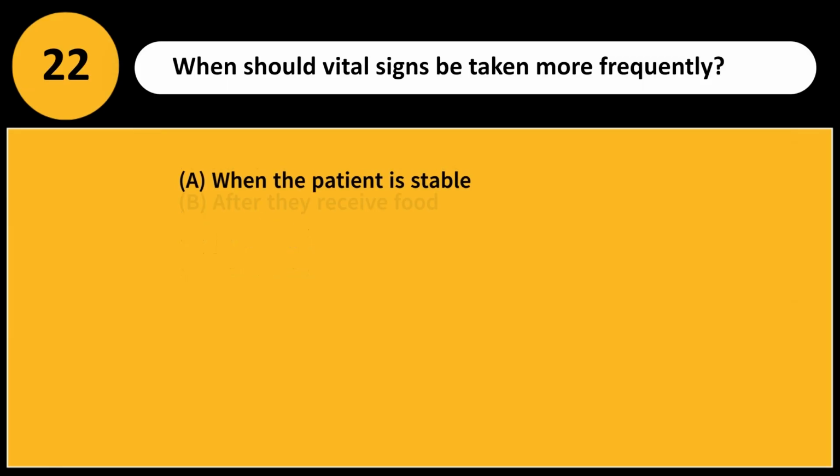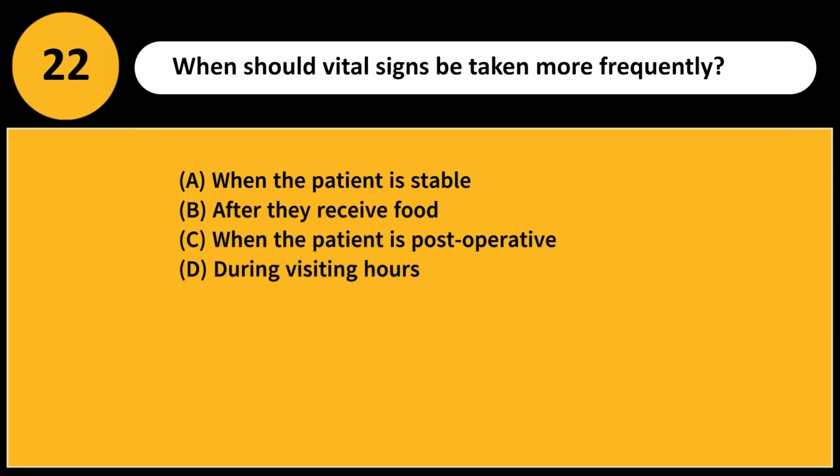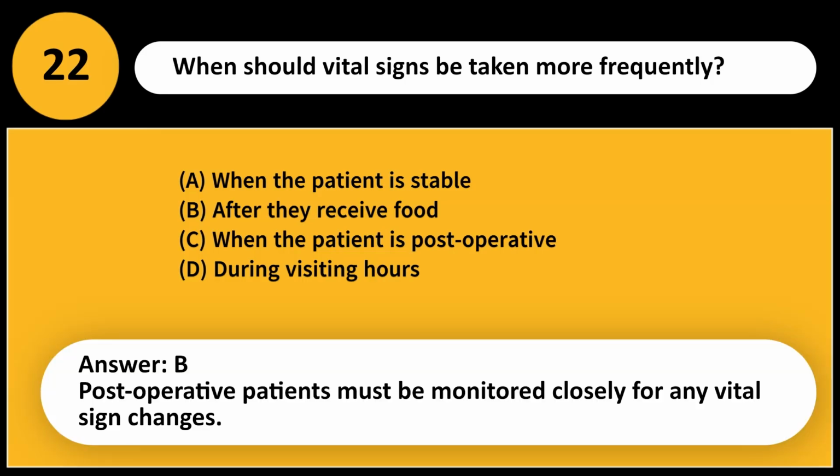When should vital signs be taken more frequently? A. When the patient is stable. B. After they receive food. C. When the patient is post-operative. D. During visiting hours. Answer B. Post-operative patients must be monitored closely for any vital sign changes.